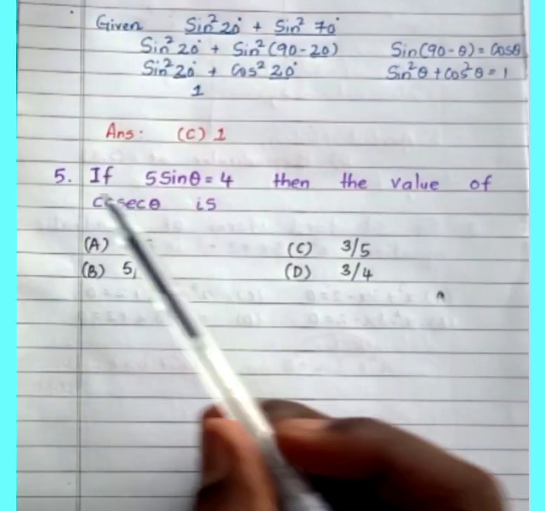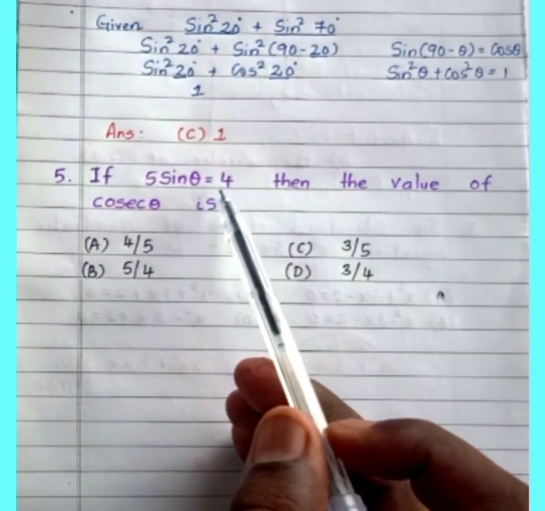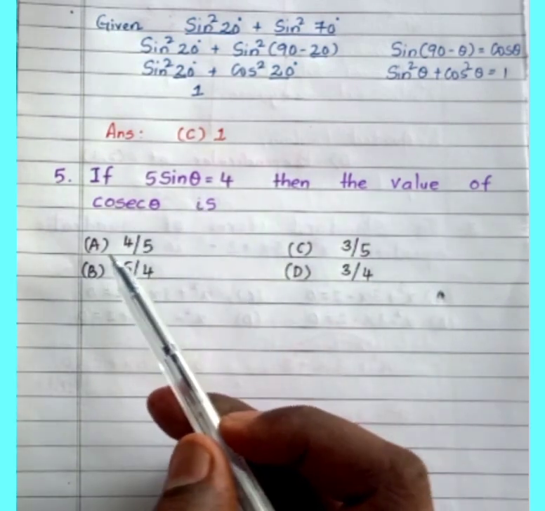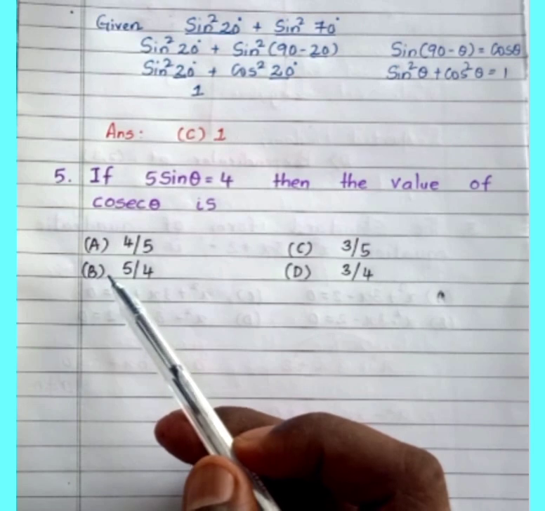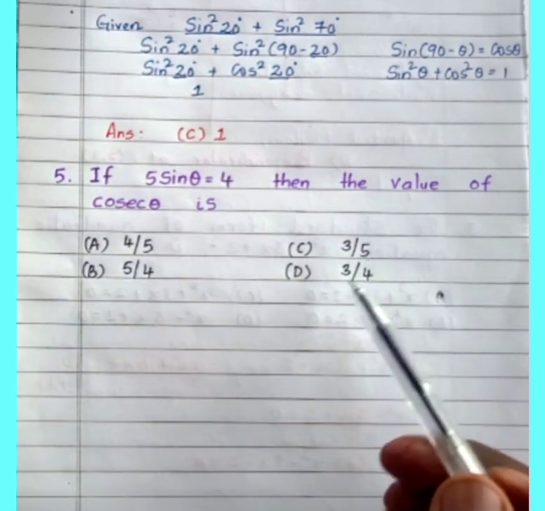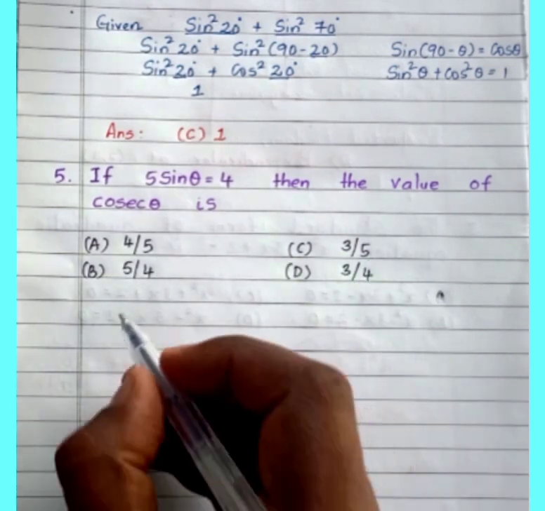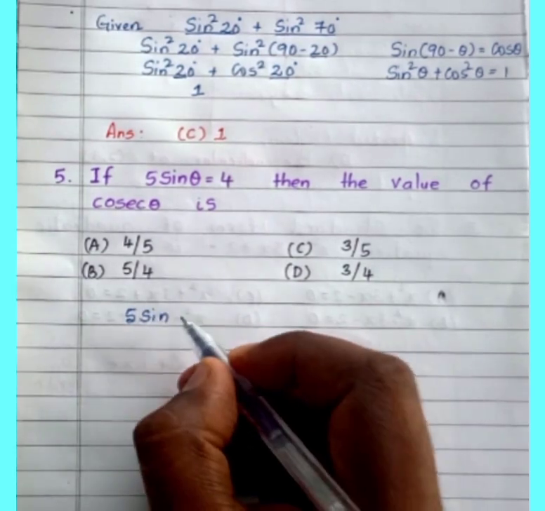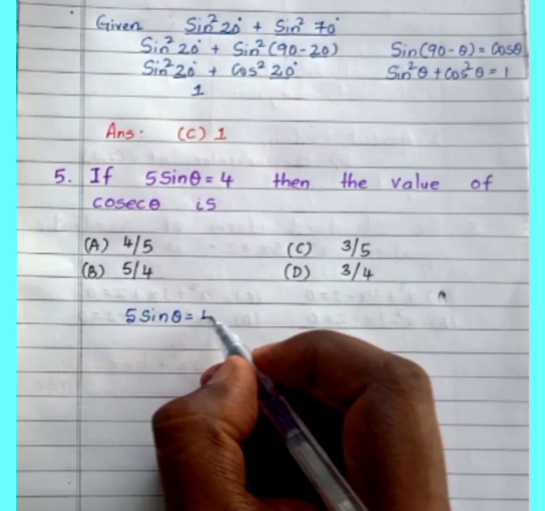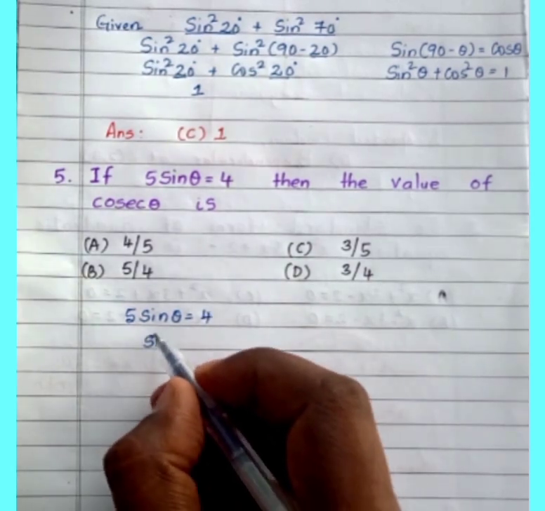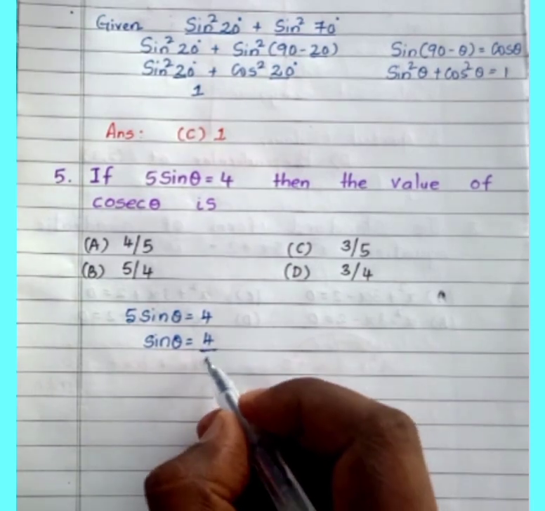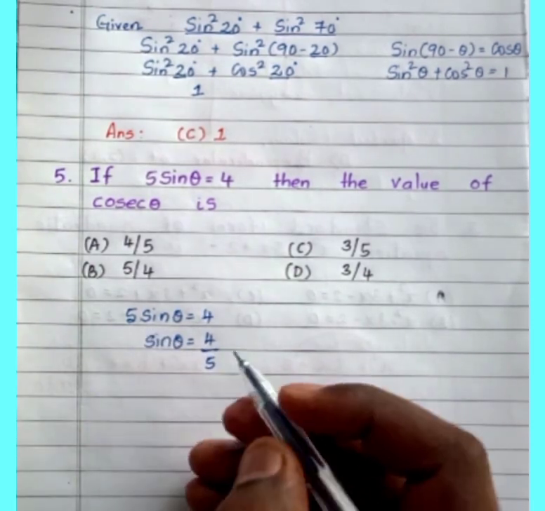Now moving to next question, if 5 sin theta equals 4, then the value of cosecant theta is option A 4 by 5, option B 5 divided by 4, option C 3 divided by 5, option D 3 divided by 4. Given 5 sin theta equals 4. Now sin theta equals what? 4 divided by 5.